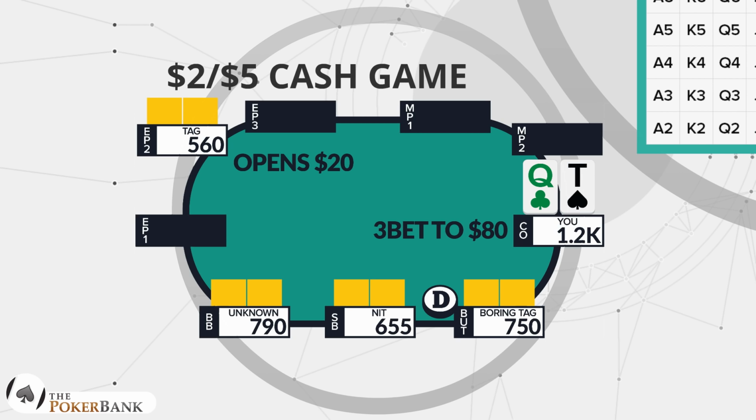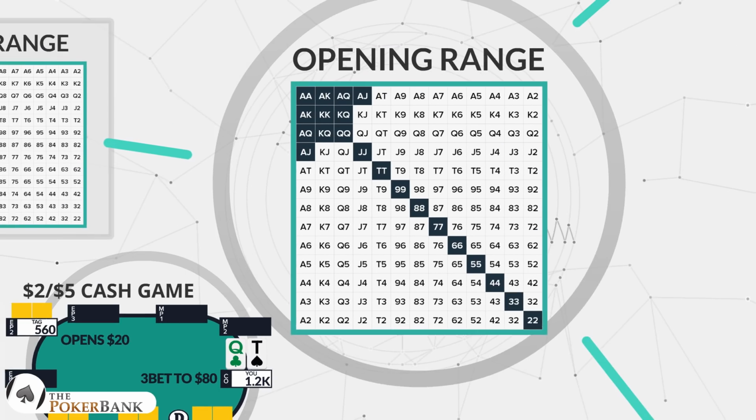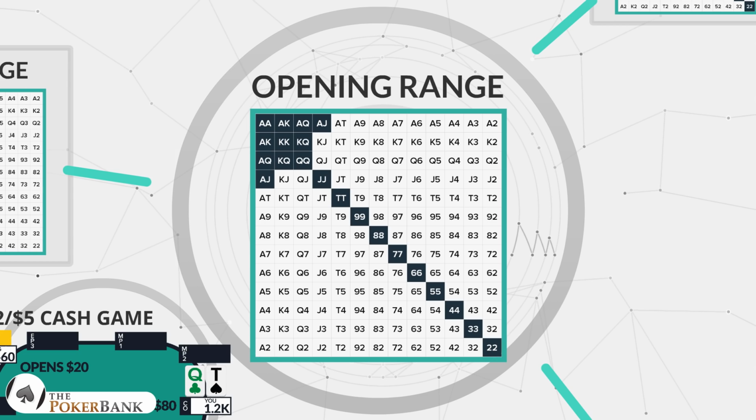So in this situation, we 3-bet, and we're thinking about our opponent, that tag in EP2. Now we start by thinking about their opening range, right? Which hands did they open raise with preflop? Because that's the starting point. If we're going to think about what hands they call our 3-bet with, if they do call $60 more preflop, we have to think, okay, what did they open with first, and then which of those hands are they going to call with?